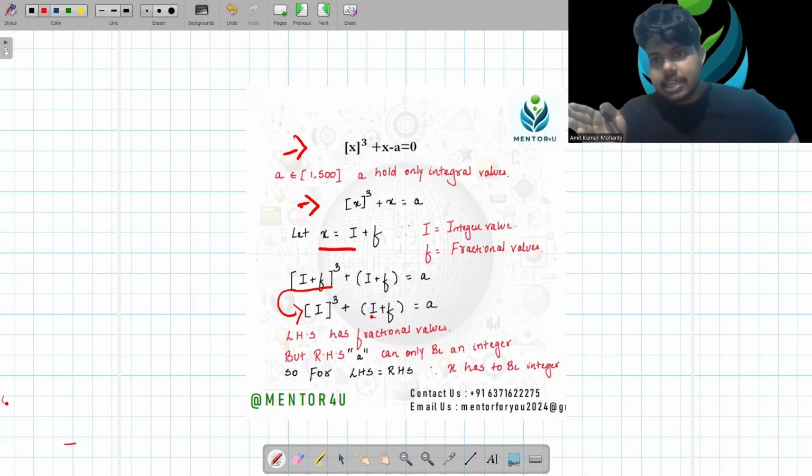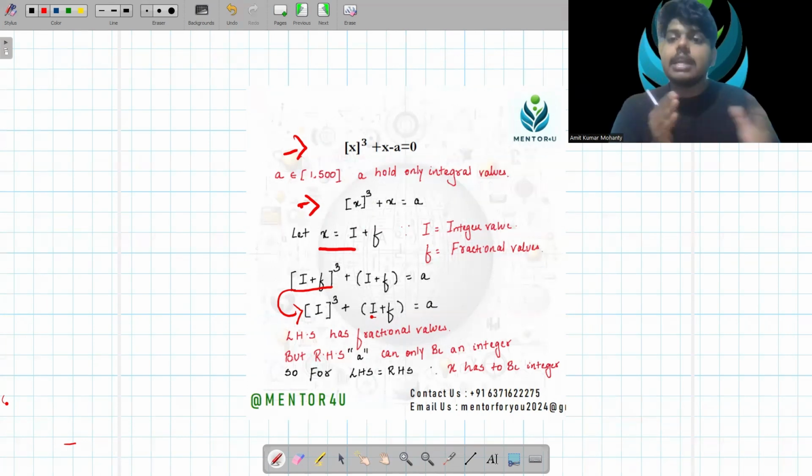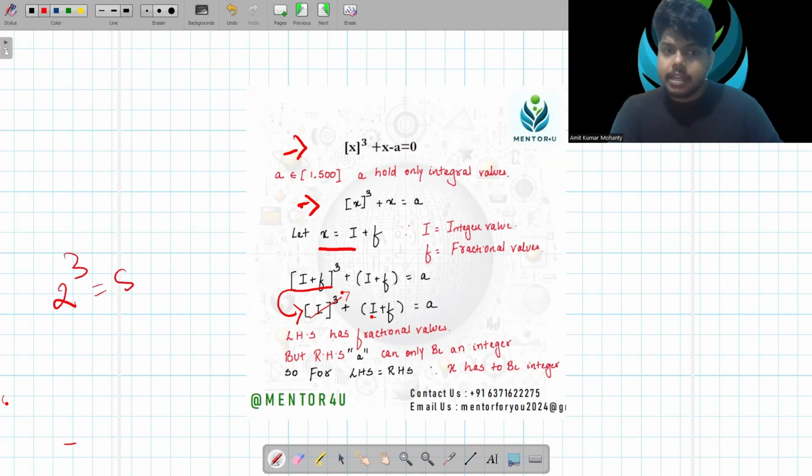So if the right side is an integral value, the sum of all the numbers on the left will also be an integral. Yes. So we know that this part will be integral, because the integral cube is always integral. What I mean is 2 cube is always 8, which is always an integral value. There is no fractional part in this. Yes. Now, in the next part it is I plus f. So I is the integral part. Now what remains is that this part is integral, this part is integral.